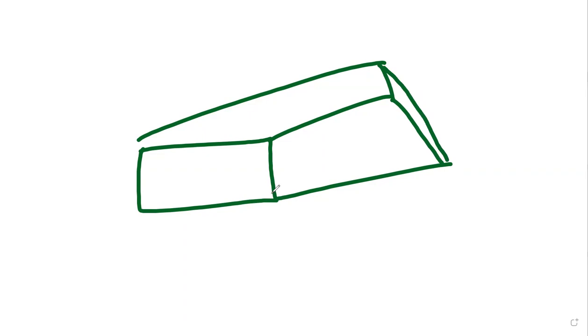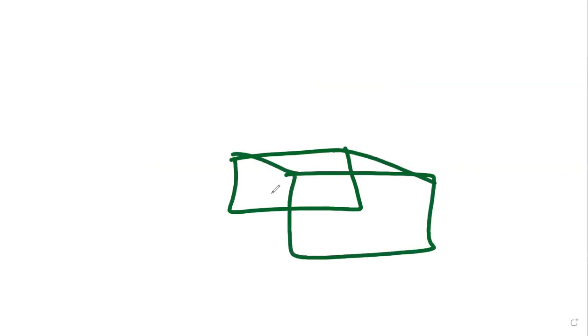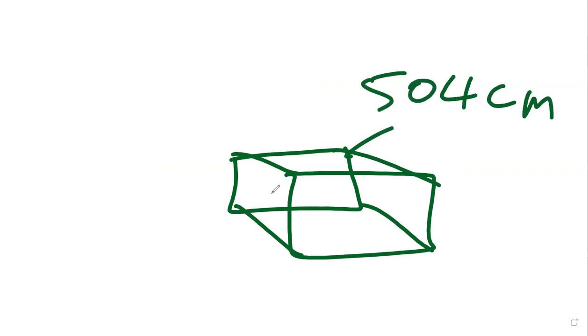Let's try to do something better than this one. All right, so let's say we have this rectangular prism, and let's say the volume of this prism is 504 cubic units. All right, so centimeter cube.